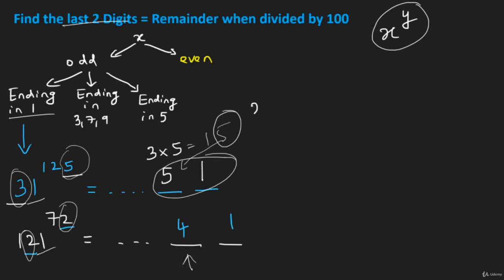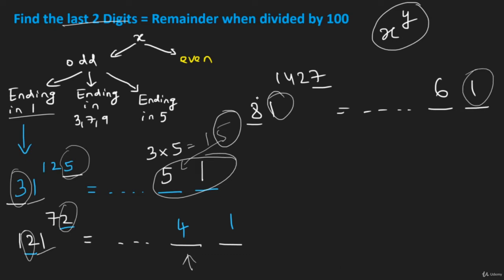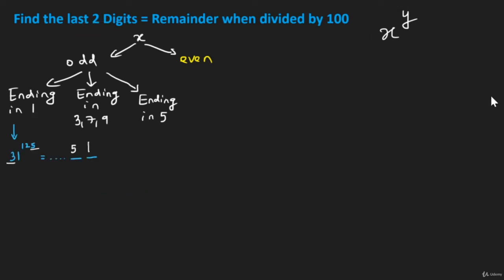Say you want to do 81 to the power 1427. Over here you have 1, therefore you have 1 at the end, and 8 into 7 is 56. So you write 6 over here. Therefore the last two digits of 81 to the power 1427 is 61. We have covered this case where x is odd and it's ending with 1. And for example, we have seen 31 to the power 125 will end in 51.